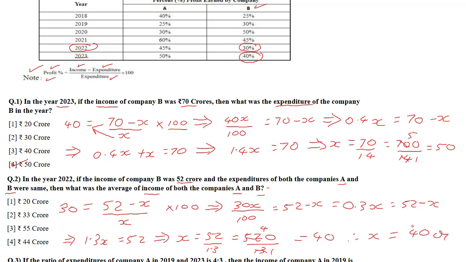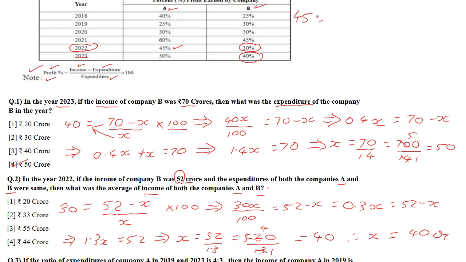I now need to calculate the income of company A. Company B, I know the income is 52. I need to find out income of company A to find the average. So I'm going to solve this on top over here since we have space. We again are going to say percentage. In 2022 for company A, profit percentage is 45.